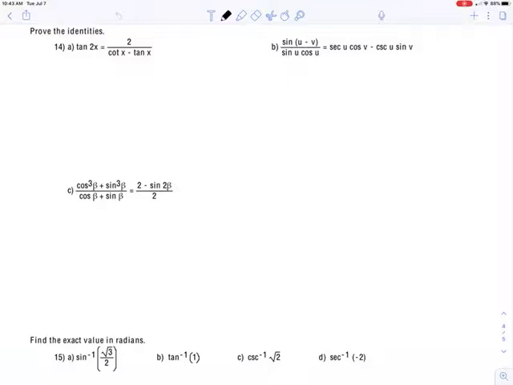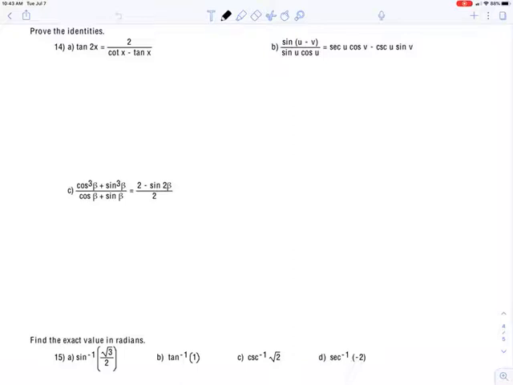Okay, moving on in our review, let's look at making some proofs for identities. So in 14 A, B, and C, I've got some identities that we need to prove. Now, with that said, remember an identity is an equation that's true no matter what we plug in for the variable. So we should be able to show both sides are identical.